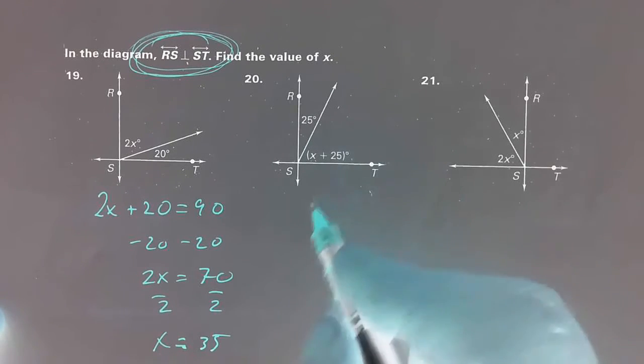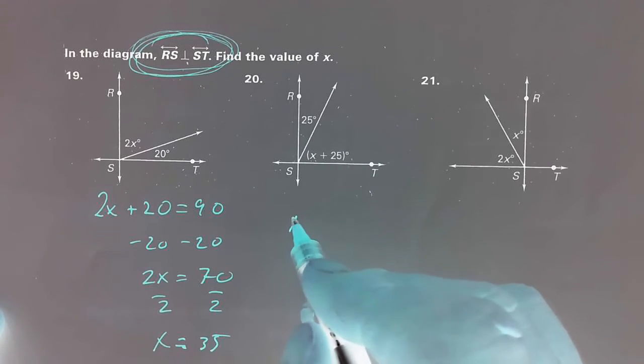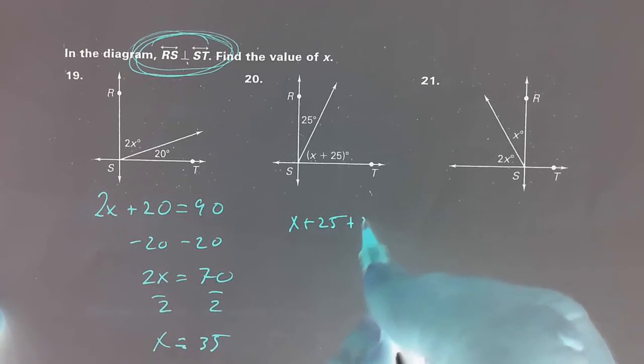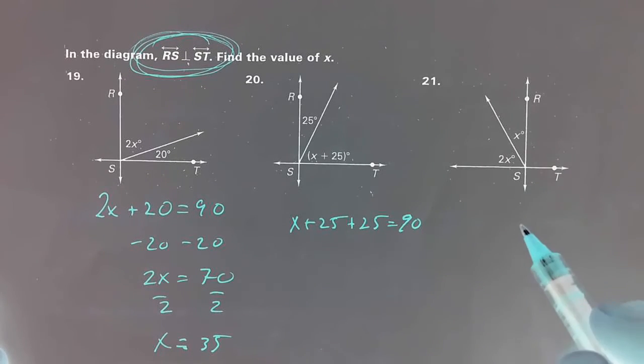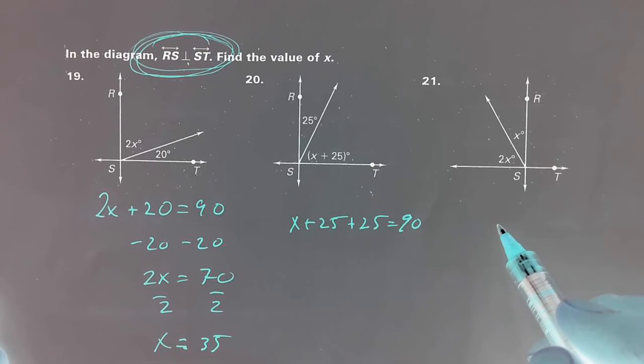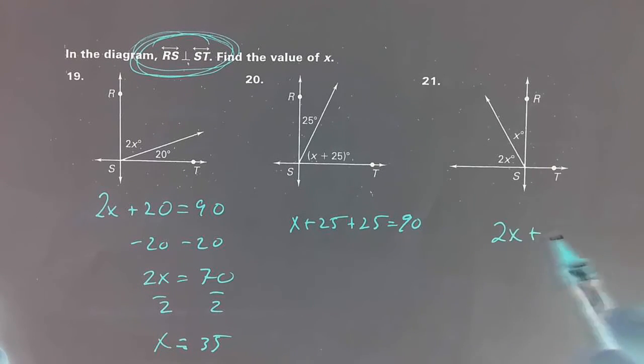How would you set up your equation number 20? So x plus 25 plus 25 minus x, 50 plus x equals 50, 40 equals 9. And how would we set up our equation number 21? You don't have to do all that out. Actually, that's all it's saying.